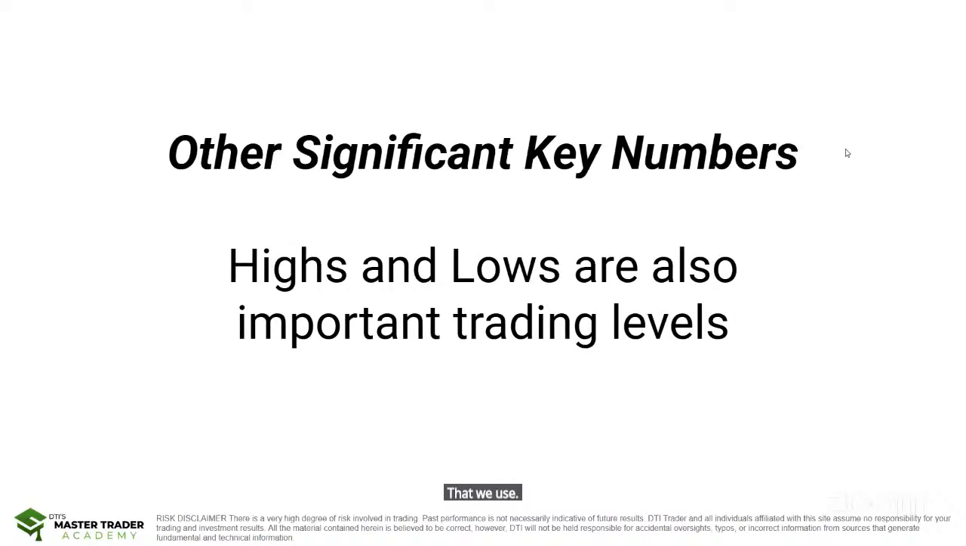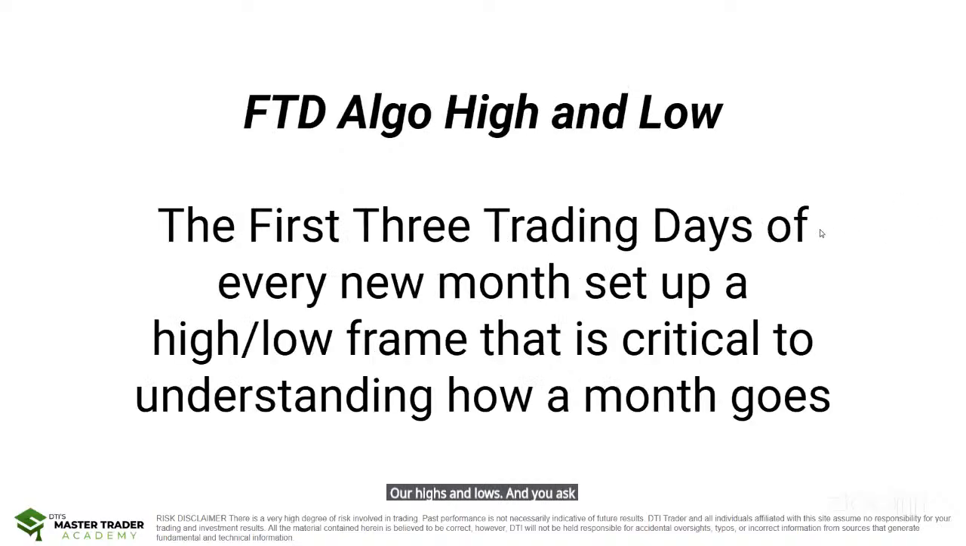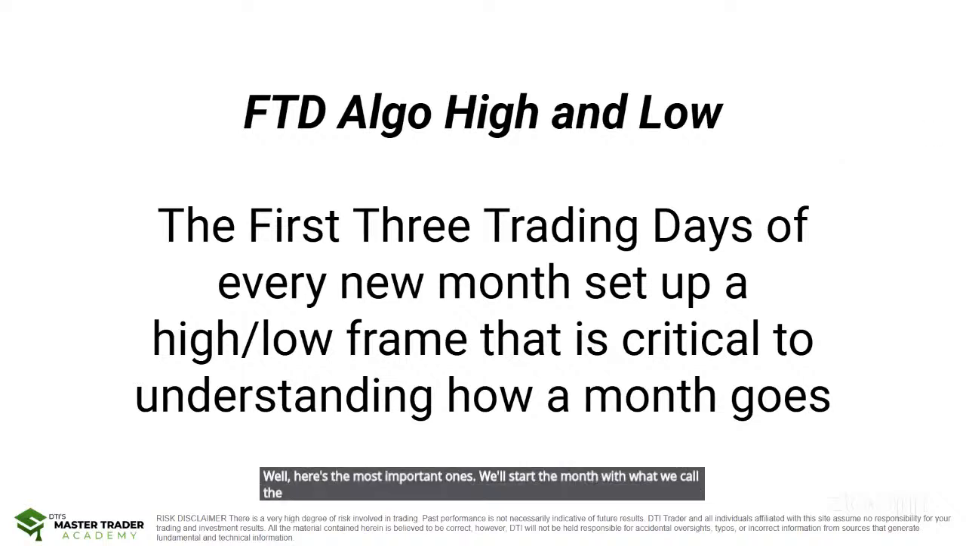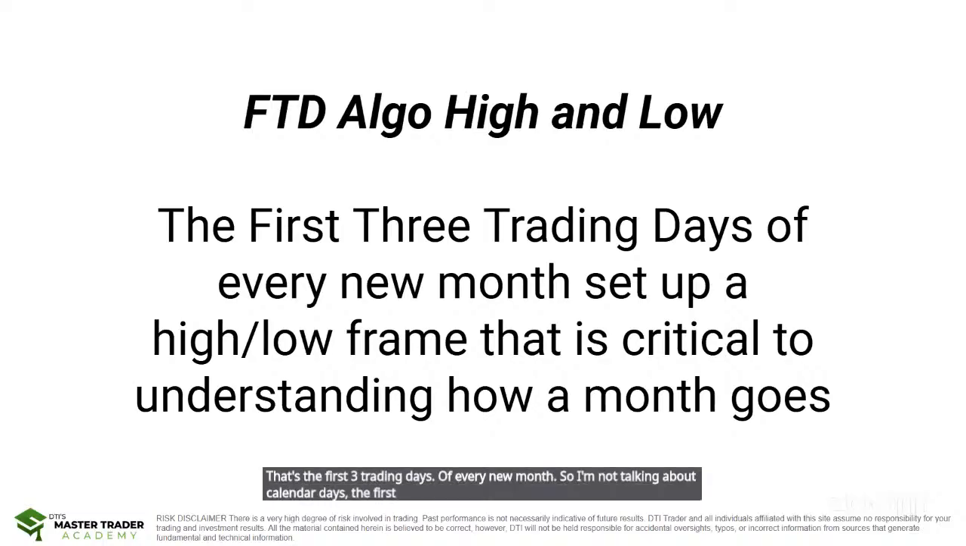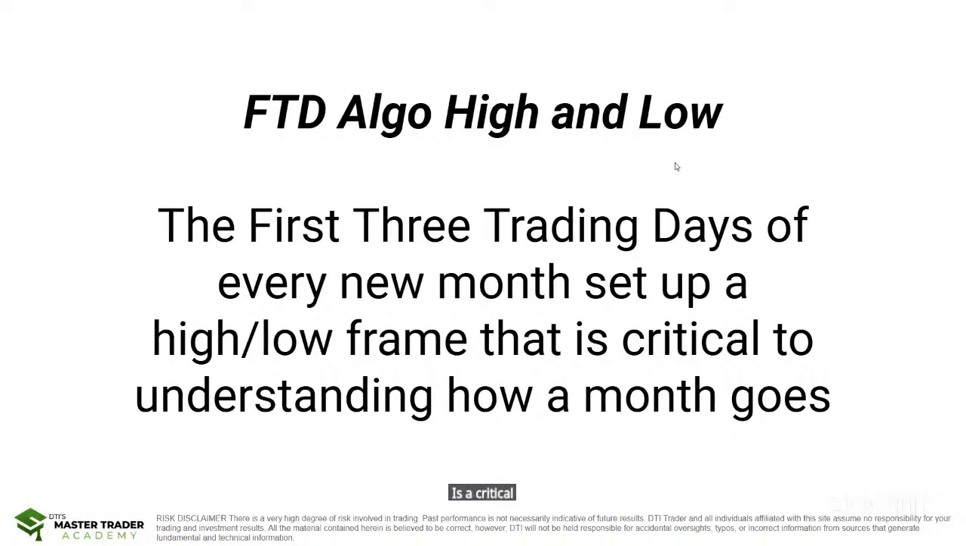Now, other significant key numbers are highs and lows. And you ask, what highs and lows? Well, here's the most important ones. We'll start the month with what we call the first 3 days algo, FTD algo. That's the first 3 trading days of every new month. So I'm not talking about calendar days. The first 3 trading days of every new month is a critical high and low frame to understanding how the month goes.